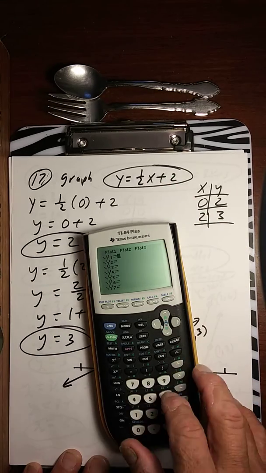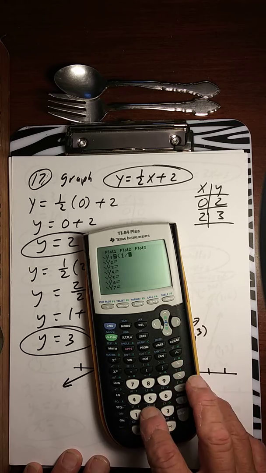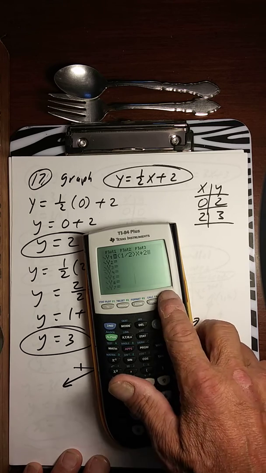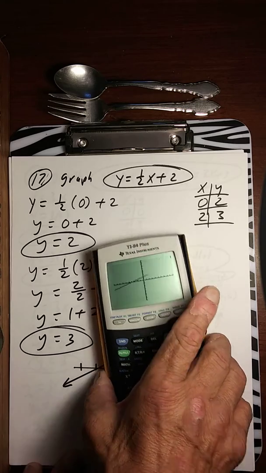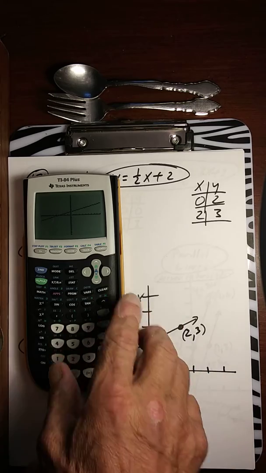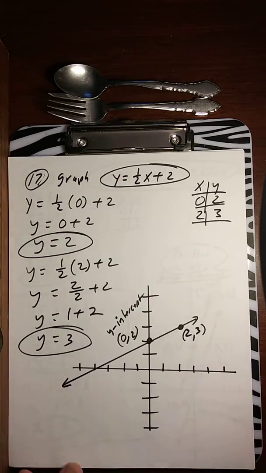1/2 x: parentheses 1 divided by 2, x plus 2. Hit graph. There it goes. Kind of like that one right there. Again, you can use trace if you want.